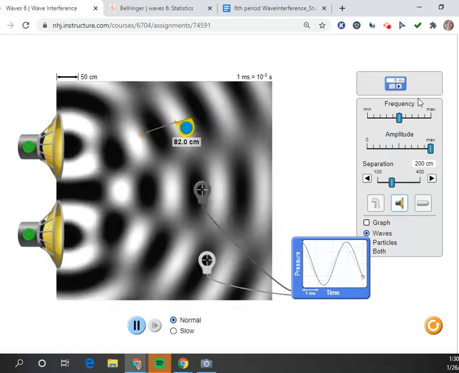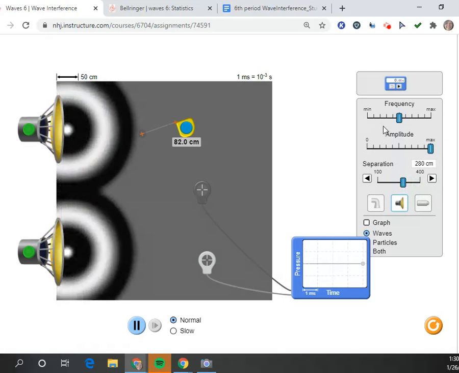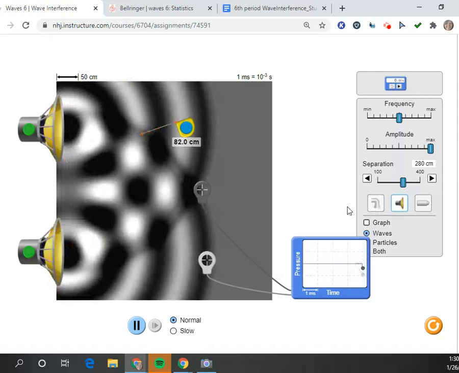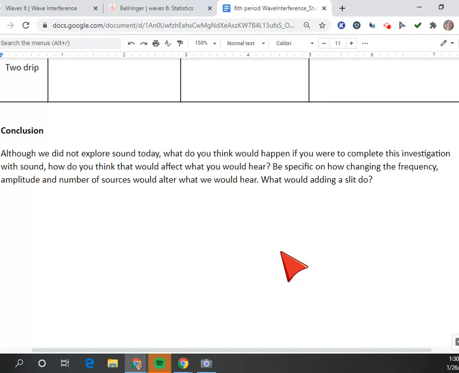So if we separate them farther, put them together, we can see what those sound waves are going to do. All right, so after you think about it and write something on the conclusion, then you can submit that paper just as accountability that you did do that one. Okay.